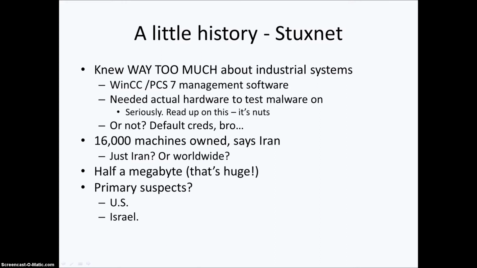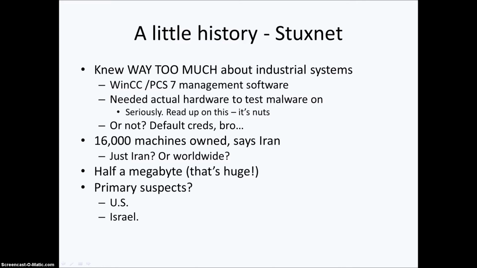I do want to point out, however, that once on the system, Stuxnet took advantage of WinCC and PCS7 by using default credentials to log into those programs. So that is pretty sad. Like I mentioned earlier, Stuxnet had a very high number of infections. Just a few days ago, actually, Iran announced that at least 16,000 machines had been owned by Stuxnet. However, they did not specify whether that was a worldwide number or if that was just how many had been infected in Iran. But either way, that's quite a few machines, especially when compared with Duqu.